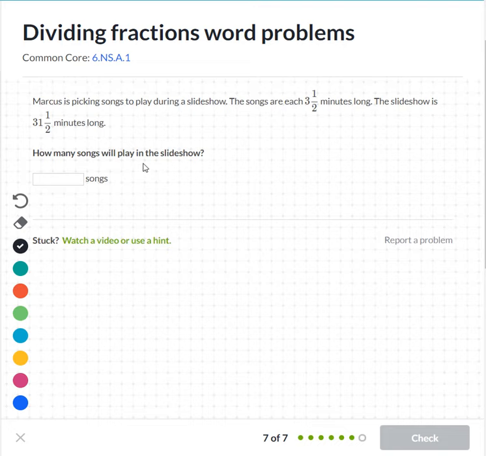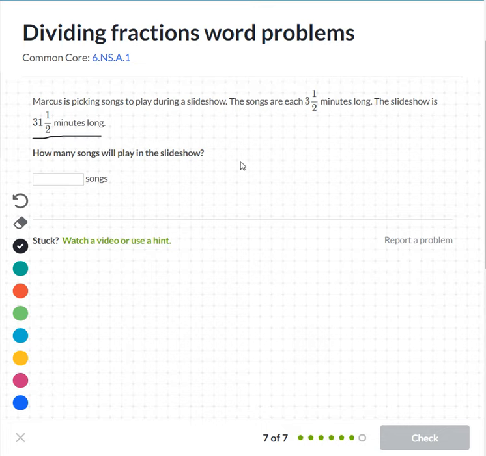So let's do this last one. Marcus is picking songs to play during a slideshow. The songs are each 3 1/2 minutes long. The slideshow is 31 1/2 minutes long. How many songs will play in the slideshow? Okay, well, what's being split? You have a total amount of minutes being 31 1/2 minutes for all the slides to play. So you have to split the slideshow up into pieces to put the songs in each slide.